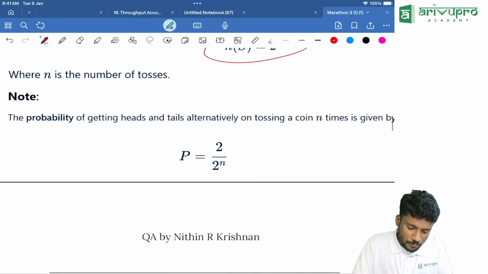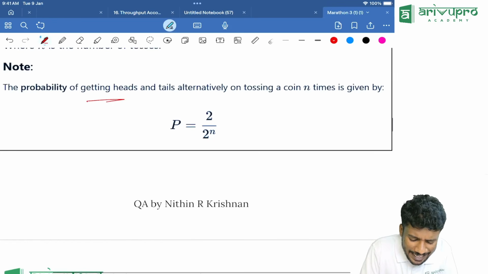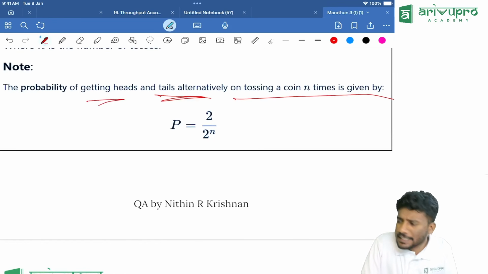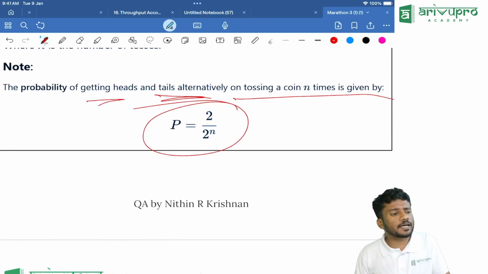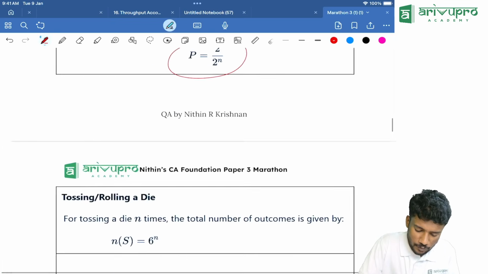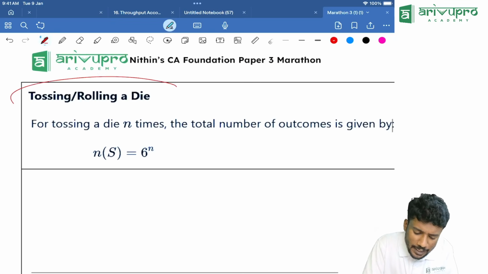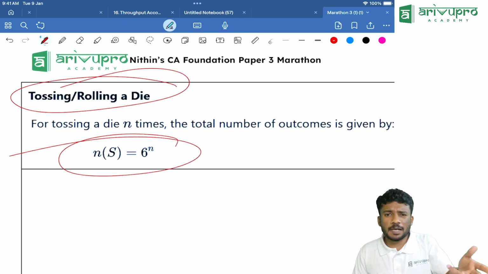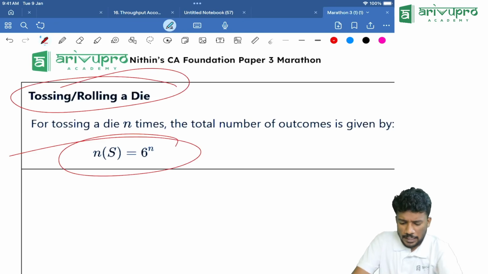Next one. Probability of getting heads and tails alternatively. What is the formula for that? 2 divided by 2 raised to n. 2 divided by 2 raised to n is the formula for that. Then tossing a die. What is the formula? Total sample space is what? 6 raised to n.